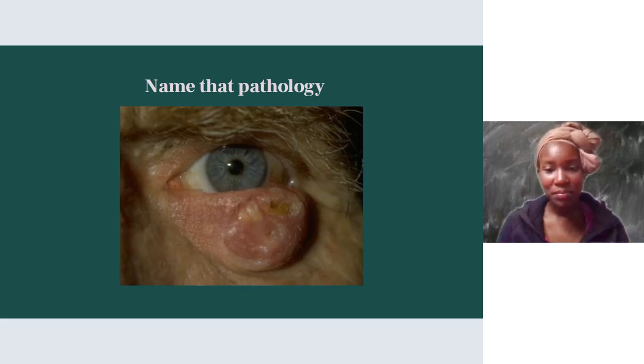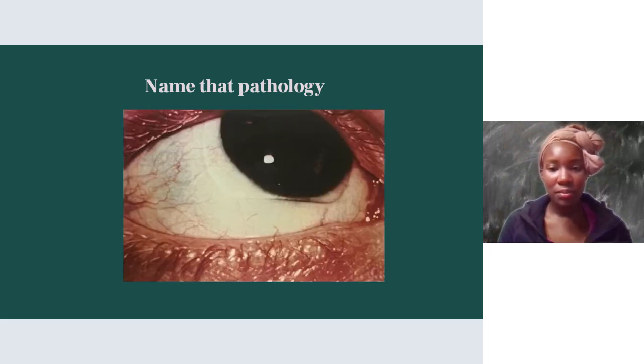Pinguecula, great job. Squamous cell carcinoma, great job. Truncated lens, great job. This is for prism, you said? It's to stabilize the lens. So it can be used for a prism, or if you have a lot of astigmatism, to stabilize the lens. It prevents the lens from turning because it's flat on the bottom.